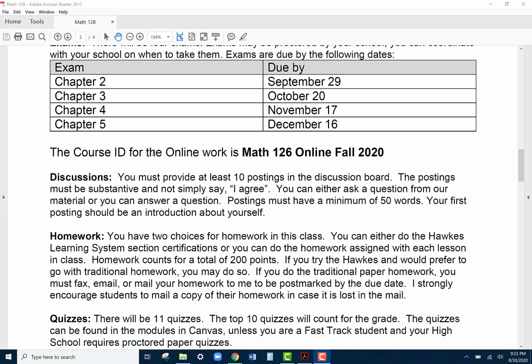If you're going to do any online work for the class, like in Canvas, if you want to do your homework there, the code for the class is Math 126 Online Fall 2020.